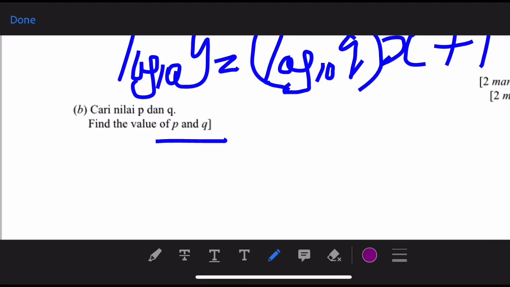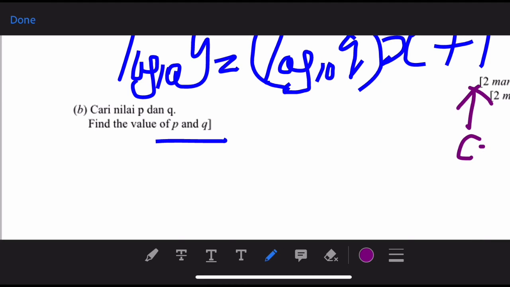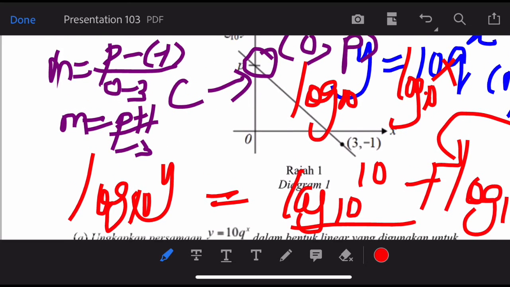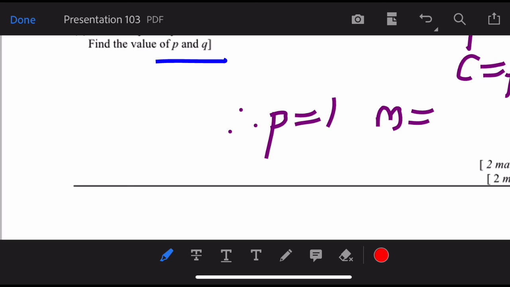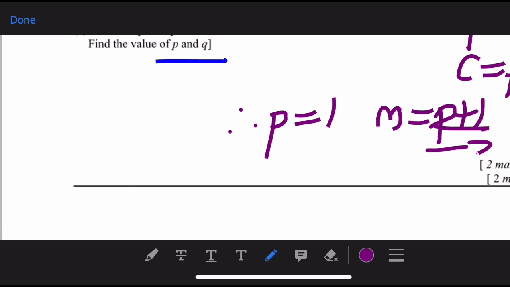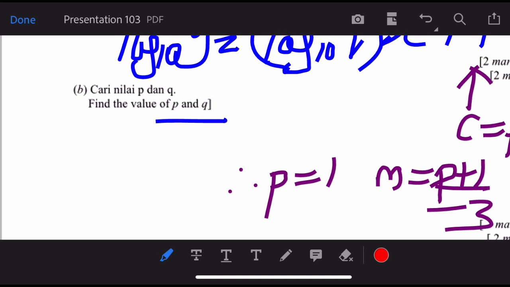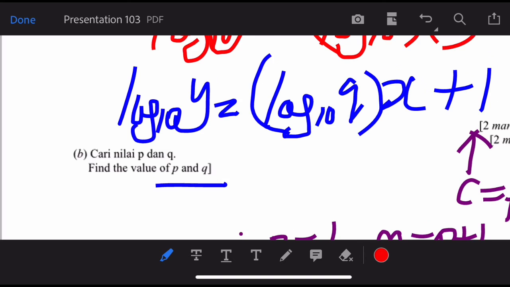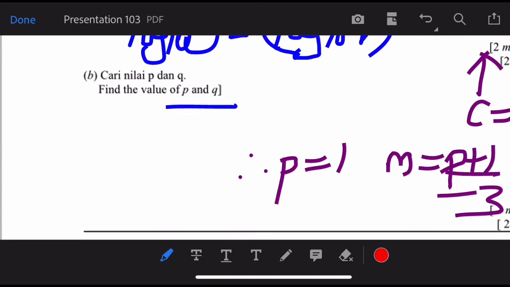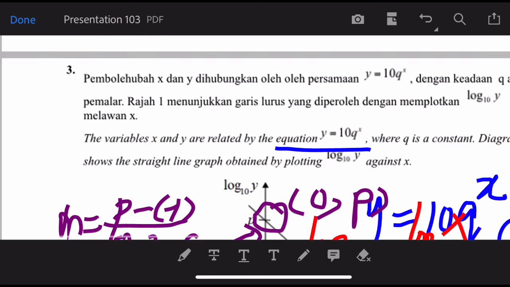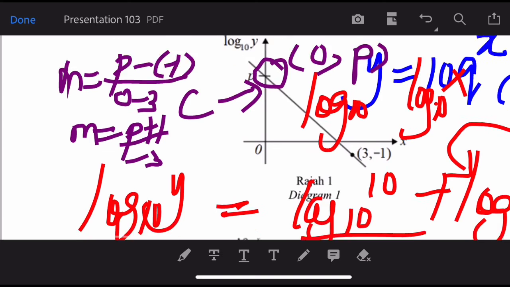So now we will compare. So that means this is a c and our c is p, therefore p is 1, and the gradient, just now our gradient is p plus 1 over negative 3. But from the equation, the gradient was given as log 10 q, right? Okay, so log 10 q.